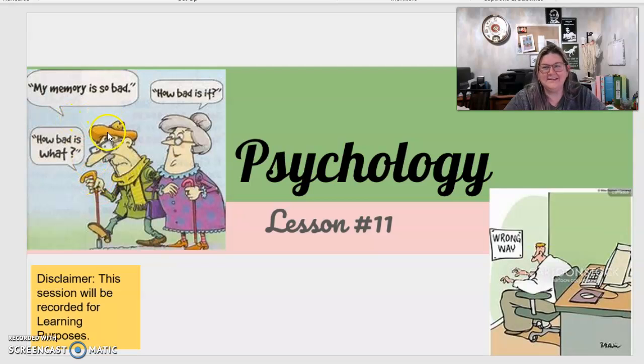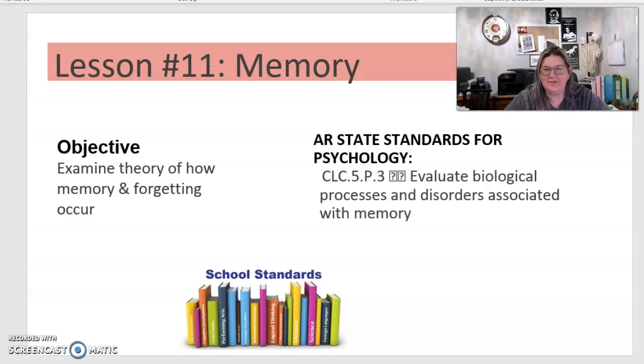It is psychology. What we're going to focus on today is memory. Our objective is to examine theory of how memory and forgetting do occur. And our state standard is to evaluate biological processes and disorders associated with memory.